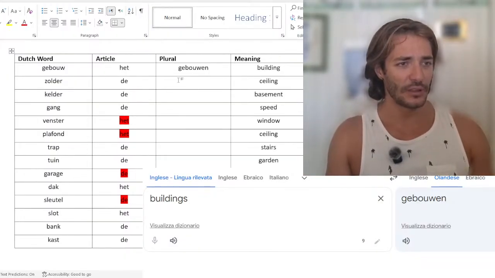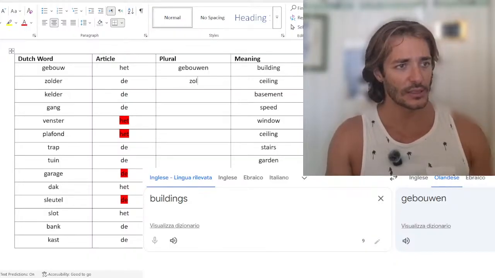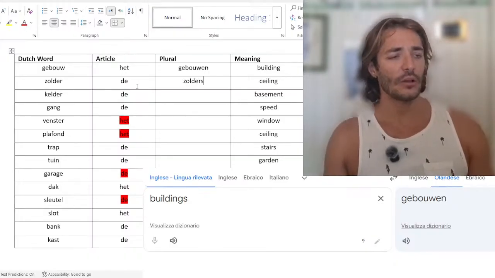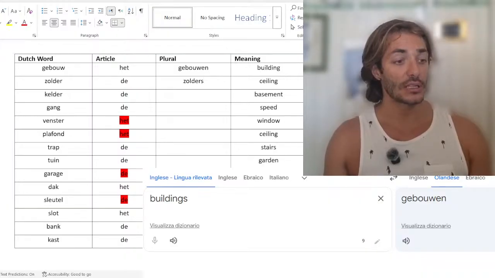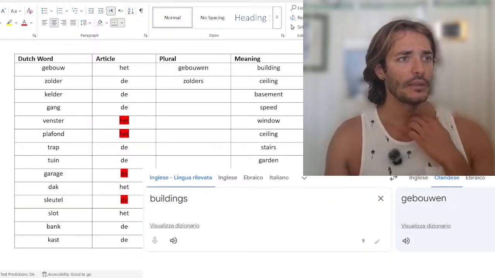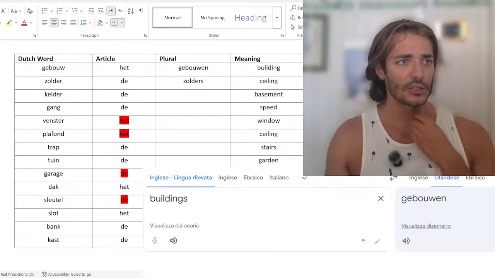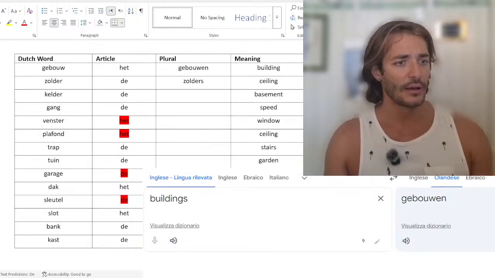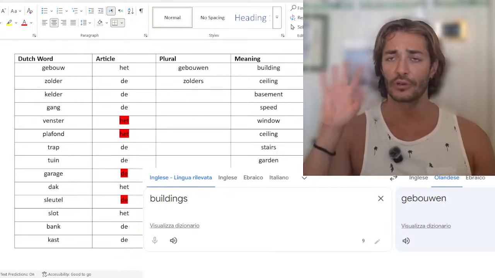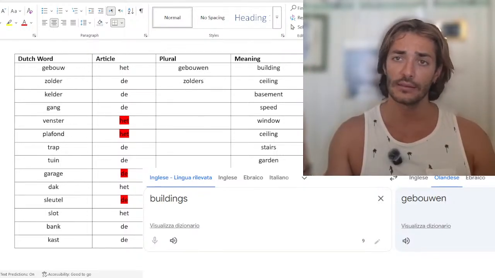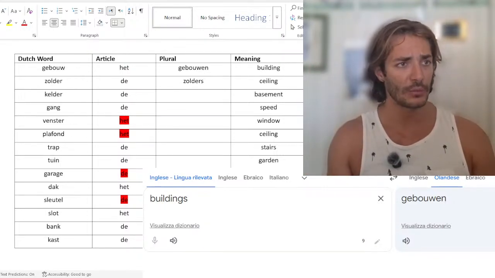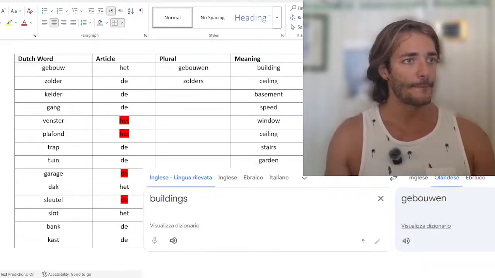So zolder, de zolder, in the plural should be the zolders. We saw that the definite articles in the singular form are het and de. Het was for the neuter words and de for the masculine and feminine words. Now in the plural everything is de, if I'm correct. Okay.